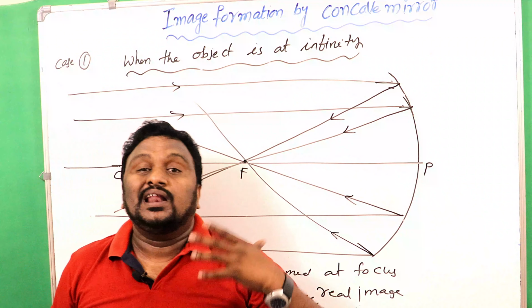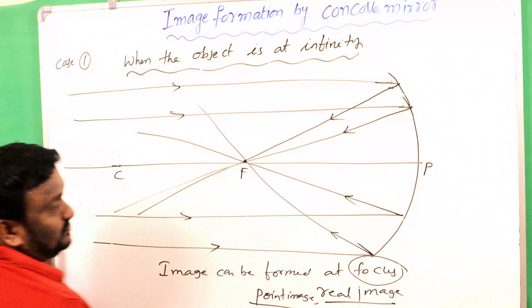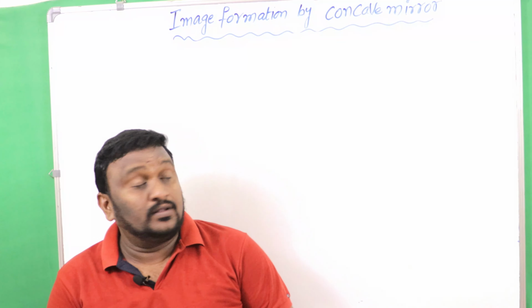After reflection, they should meet at one point on the principal axis. That point is what? Focus. That's why you have to say the image can be formed at the focus, and that should be a point image and a real image.